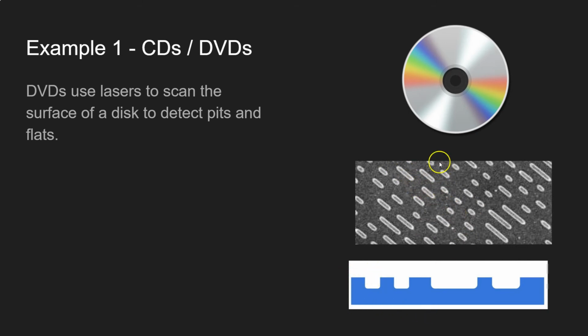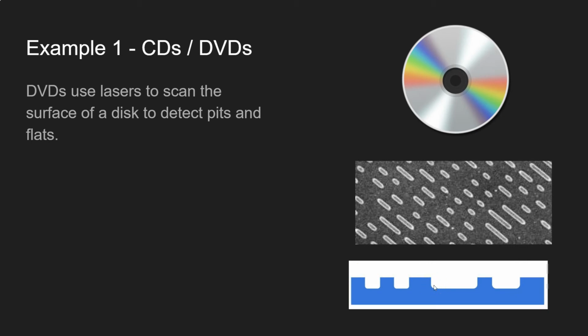And all the laser does is shine down, and when it bounces back, it either triggers the laser detector, in which case it's a 1, or it doesn't trigger it. And it doesn't really matter how deep it is because you've either got a flat or you've got a pit. And the laser detector will be able to detect what's known as that phase change between the two.